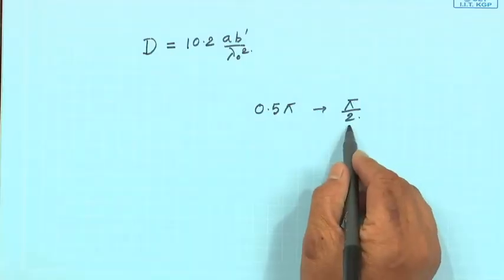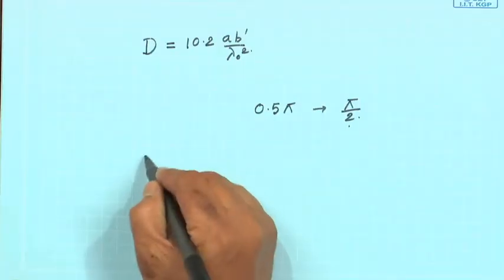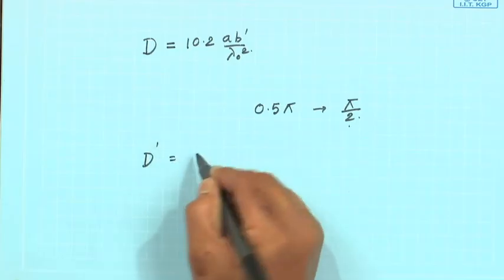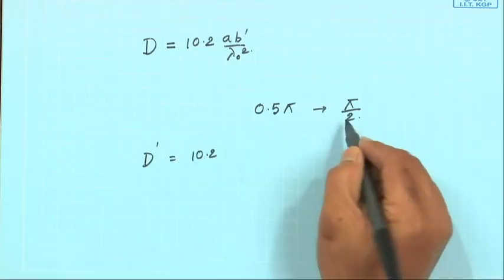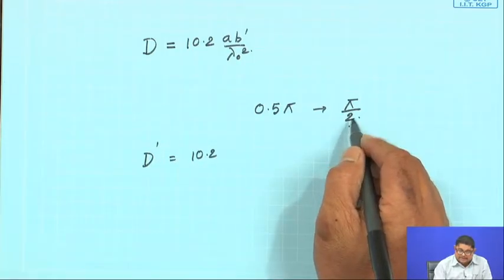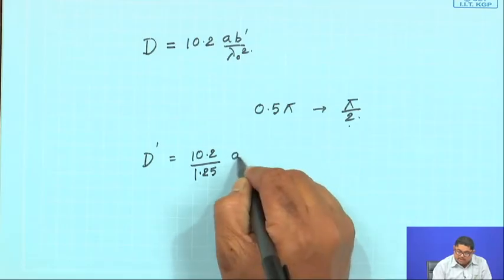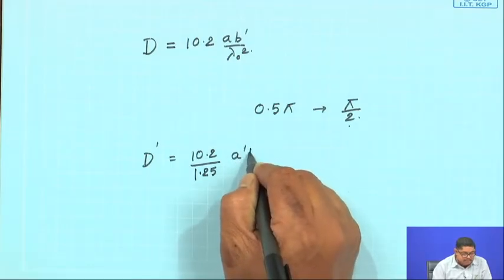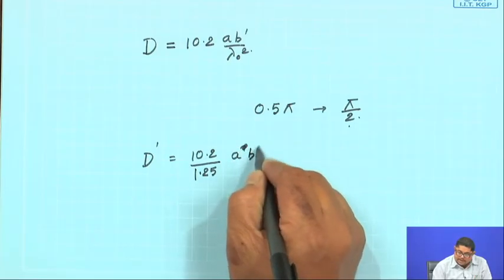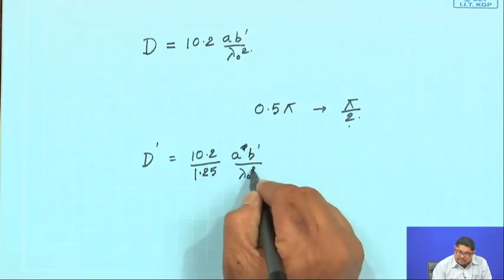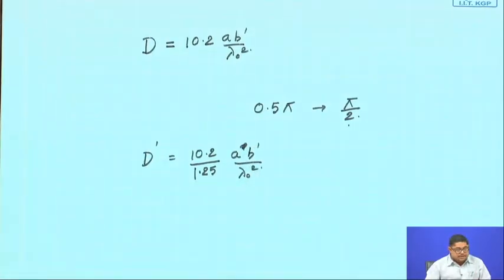Okay. And here also, if you do this, how much reduction in the gain you suffer? Since you are going less, you will suffer less. So, 10.2 here instead of 1.3 it is 1.25, A B dashed by lambda naught square. Okay. So, this is the E plane horn.